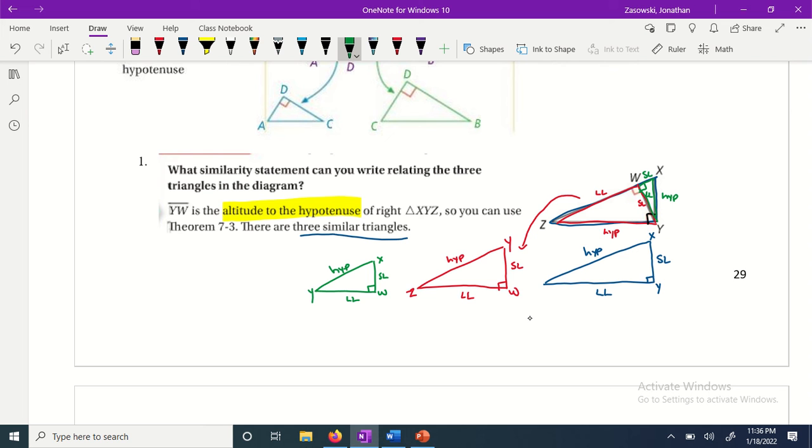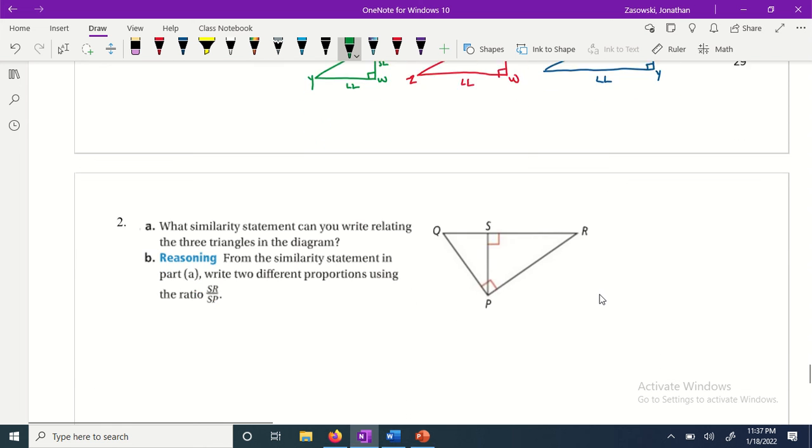And so all we're going to do for these triangles is we're going to redraw our three different sizes. We're going to label any side lengths that we're given, and then we're going to look at our pictures that we've created and see if we have sides that are in the same and corresponding positions that we can create proportions for. Okay.